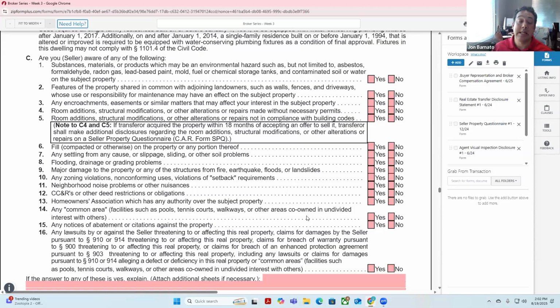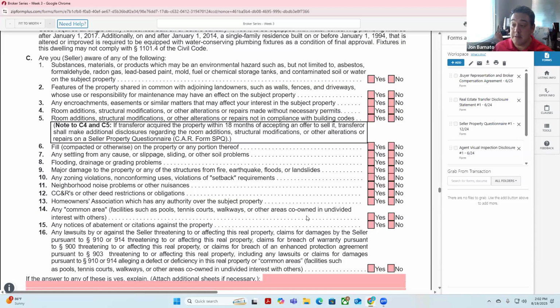Please do not advise sellers on whether, if they didn't do it with permits, it looks like it's done to building codes. Let the seller dictate what that is, please. You are not an inspector who knows what building codes are.